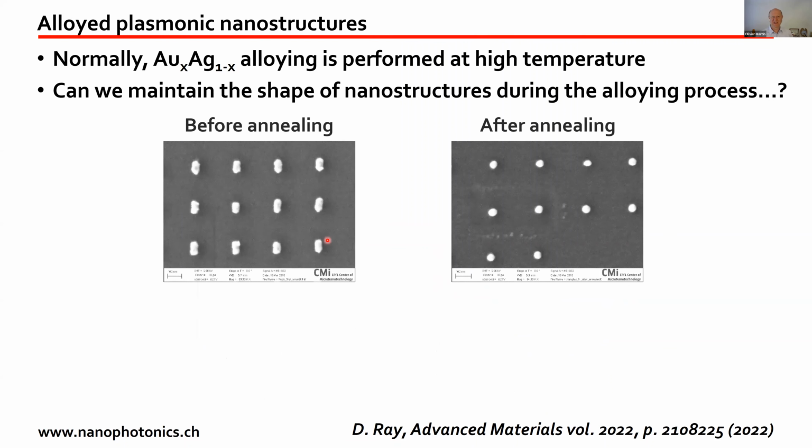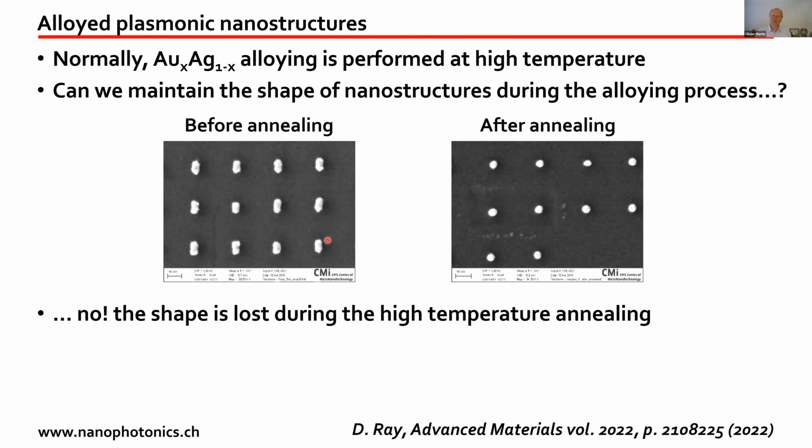Because we've seen that the nanostructure's shape is very important for the type of resonance we have. So if we take some small bars of gold and silver and heat them to alloy them, unfortunately, they melt completely. The thermodynamics is such that the shape that minimizes the free energy of this alloy is just a small sphere. So you end up having small blobs on your surface. The shape is completely lost during the alloying process.